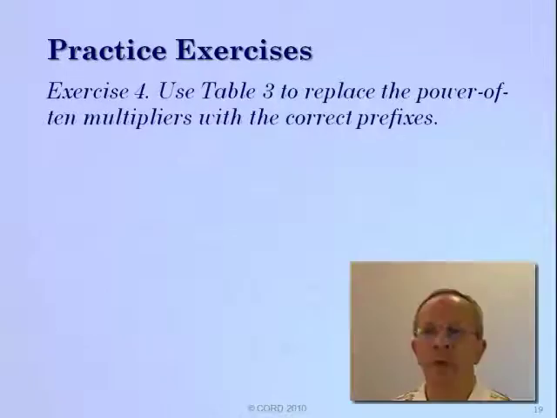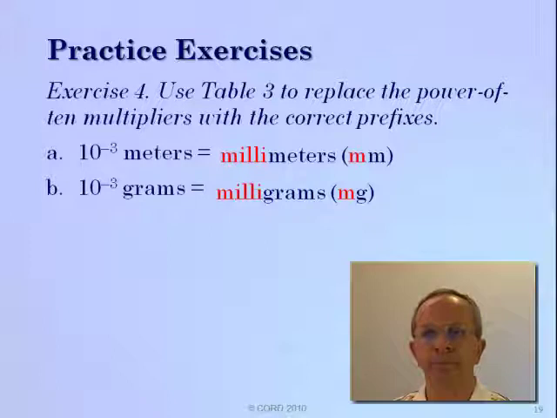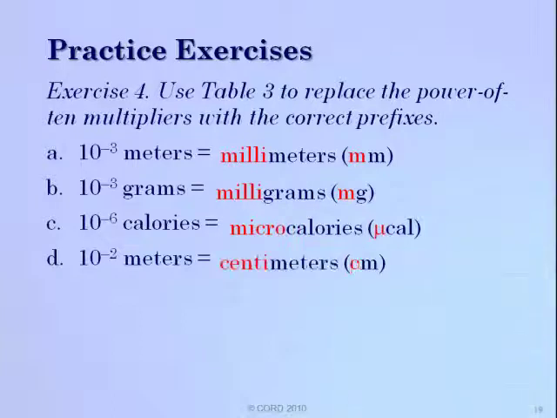Table 3 then could be used to replace the power of 10 multipliers with actual values, with prefixes. So that if we had 10 to the minus 3 meters, we could use millimeters. 10 to the minus 3 grams would be milligrams. 10 to the minus 6 calories would be microcalories. 10 to the minus 2 meters would be centimeters.